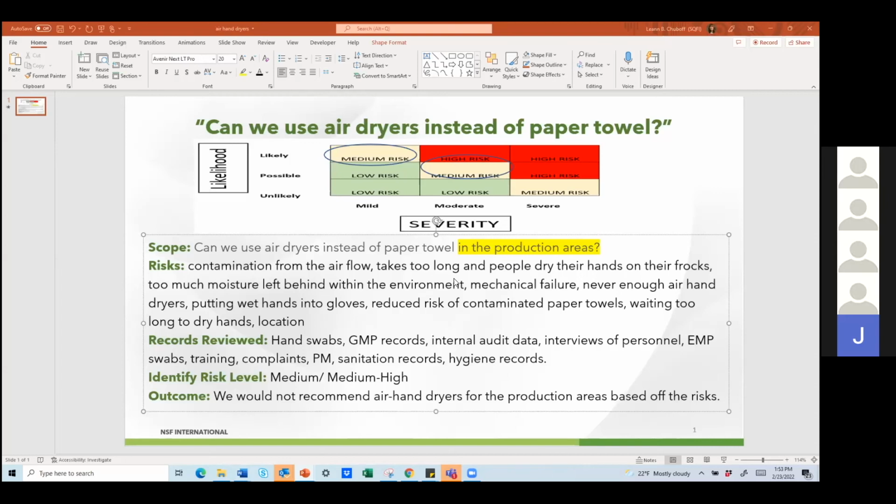So we're going to close in 30 seconds. So we're going to do an alternative method, and you're going to submit that to the CB ahead of time. And then it could be this one-page document to say, hey, we're using an alternative method for air hand dryers instead of paper towels. Here's my risk assessment. And then the CB should get back to you and say, okay, this is a sufficient amount of information. So they're going to look at that risk assessment.